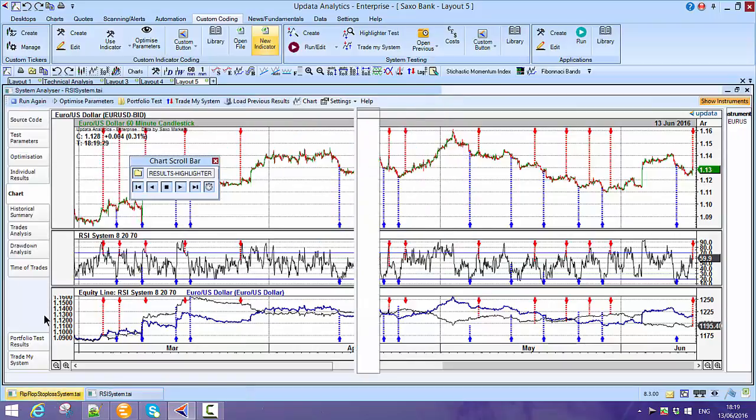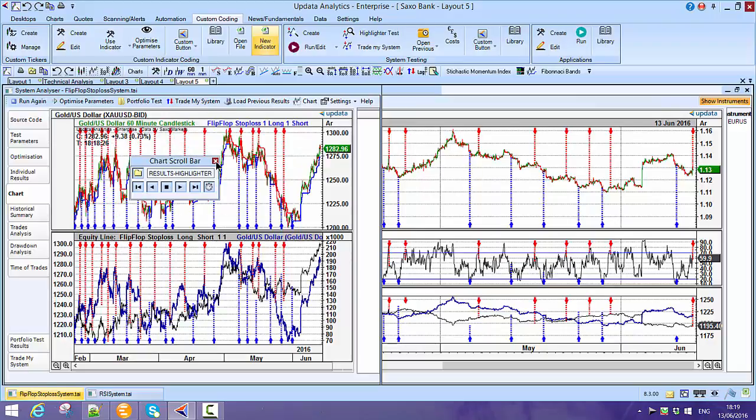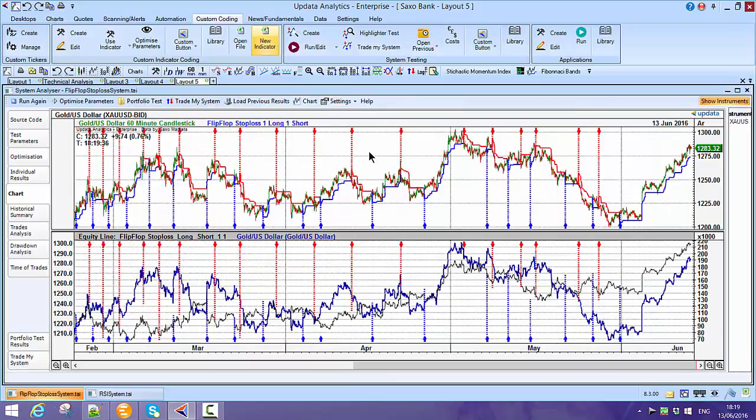If we take a look at another indicator here that I've run, this is the flip-flop stop loss, and again, this is really powerful. And this shows you a trading strategy on gold, and it's just using a flip-flop where we stop and reverse, where we literally reverse from one trade to another. And here we see the equity curve, equity line here, and the underlying. So that's the system testing.